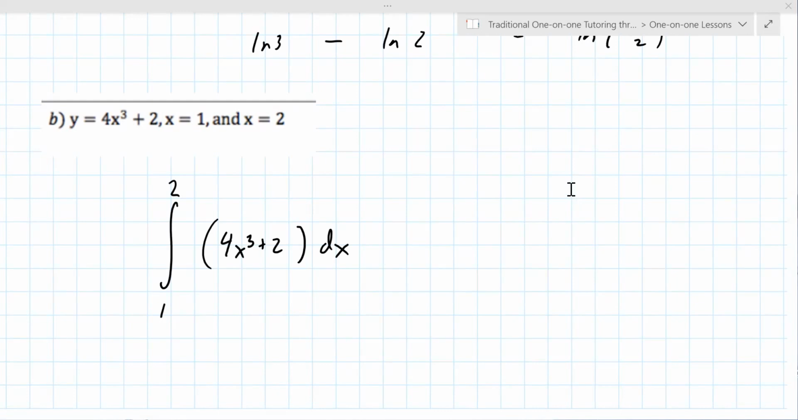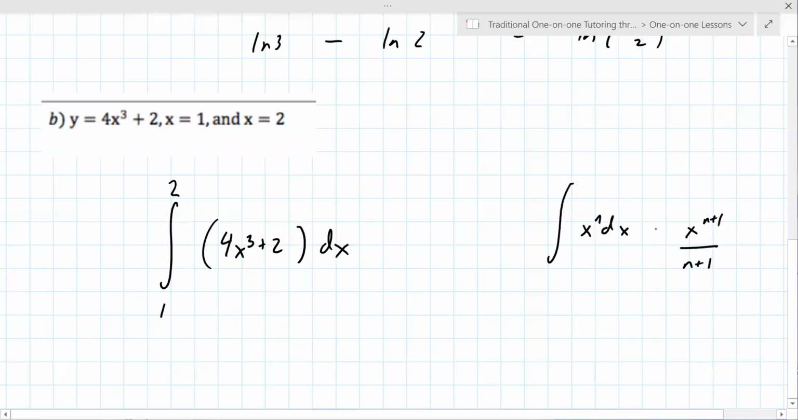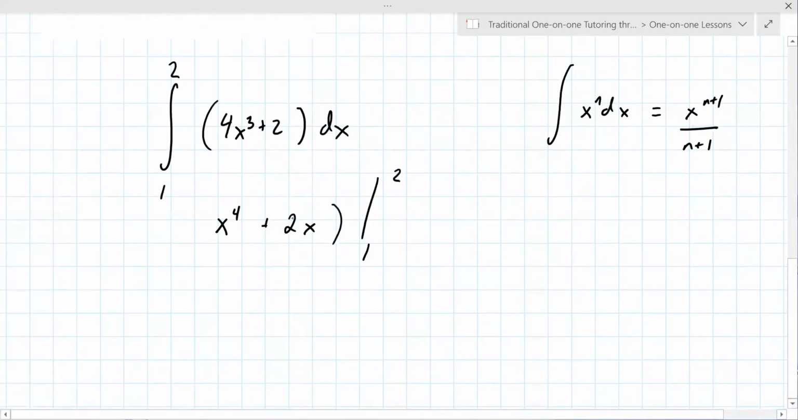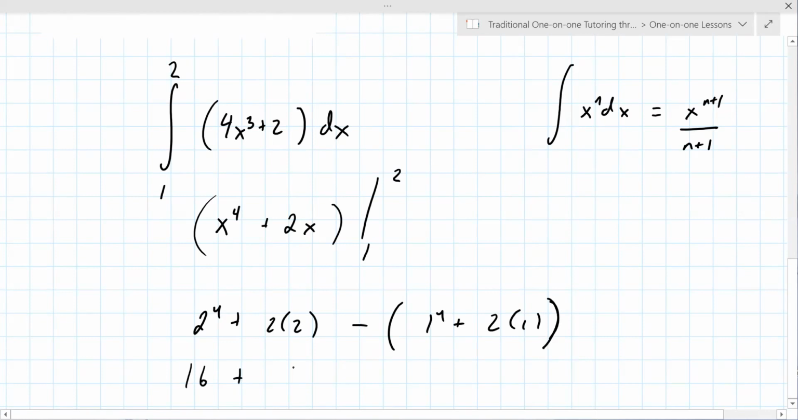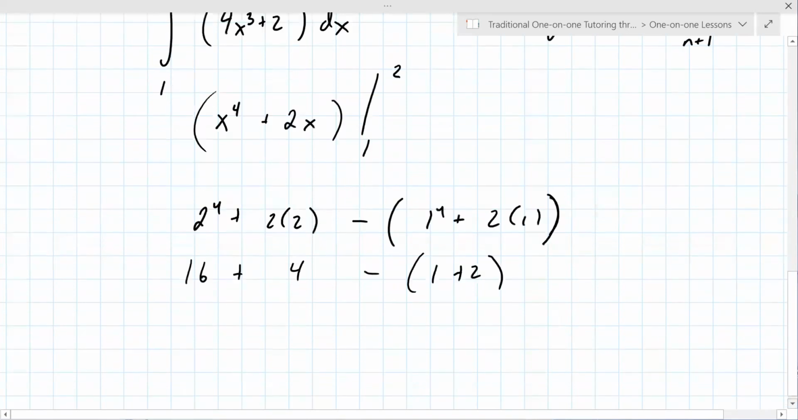So that's the integral of x to the n dx. You add 1, you divide by the new exponent. So this is x to the 4th plus 2x evaluated from 1 to 2. If you take a derivative of this, you get back to the previous line. That's why it's the antiderivative. 2 to the 4th plus 2 times 2 minus 1 to the 4th plus 2 times 1. 16 plus 4 minus 1 plus 2. So looks like it's 19 maybe.